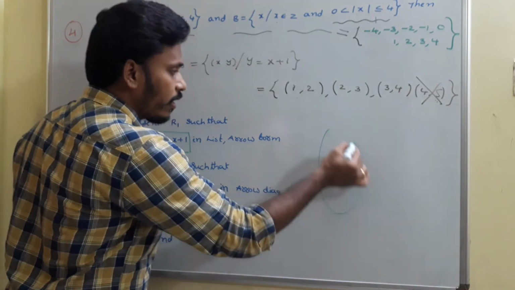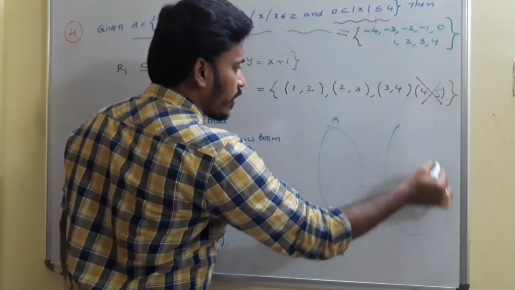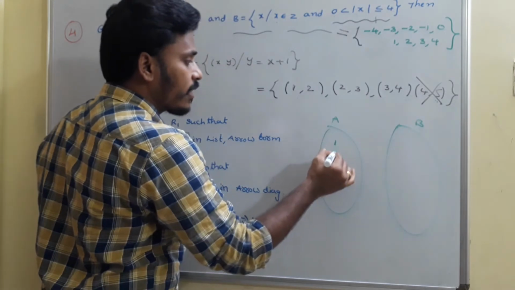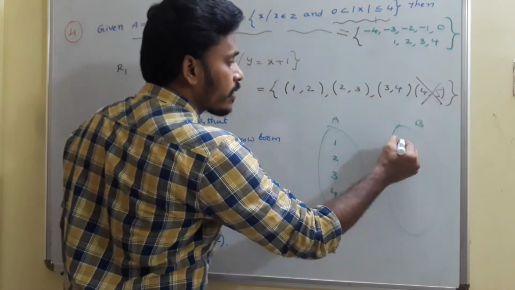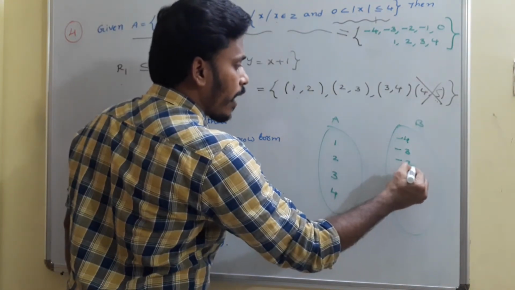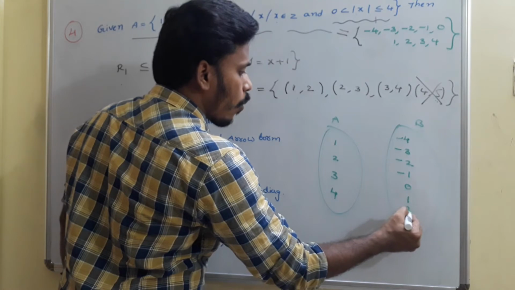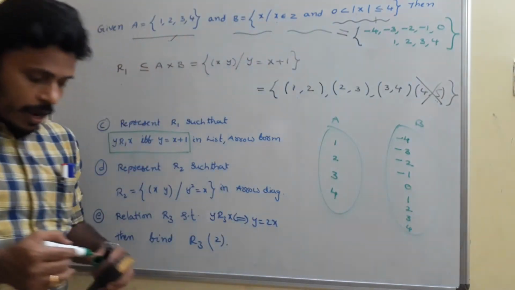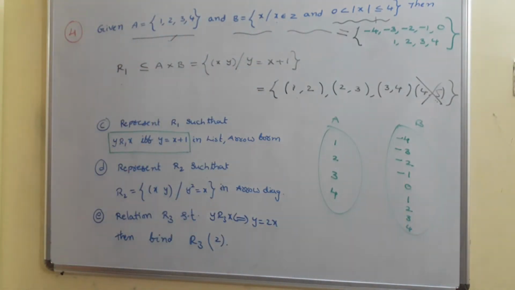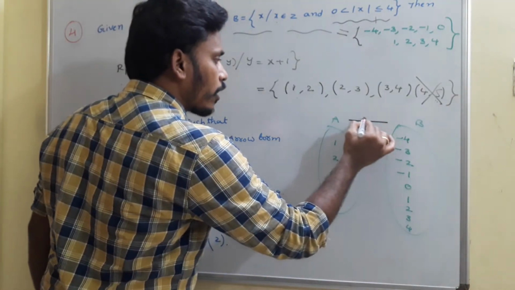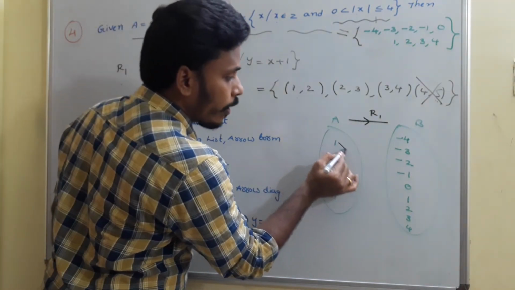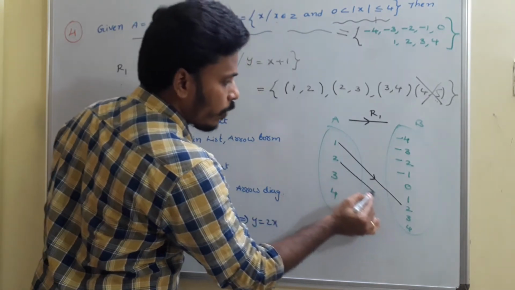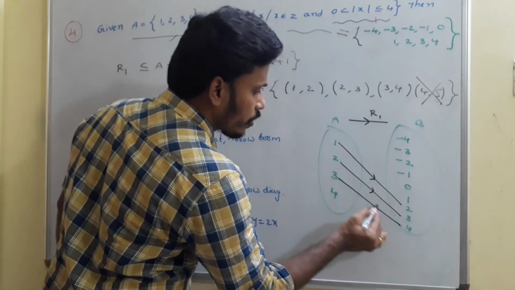So the first set is A, whereas the second set is B. The first set contains the elements 1, 2, 3, 4. Whereas the second set contains the elements -4, -3, -2, -1, 0, 1, 2, 3, 4. Okay? And we need to connect the elements of A to the elements of B with the relation R1. And this R1 connects 1 to an element which is 1 plus 1, so 2. 2 to an element which is 2 plus 1. 3 to an element which is 3 plus 1.